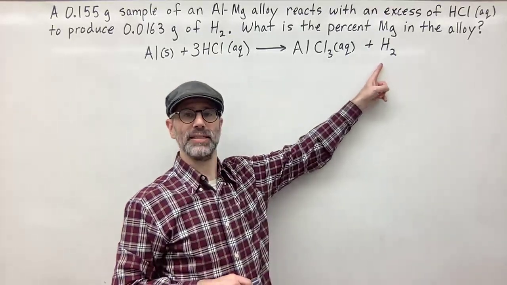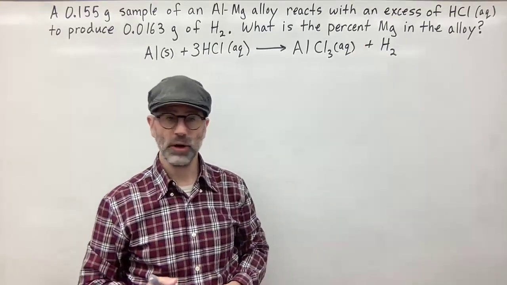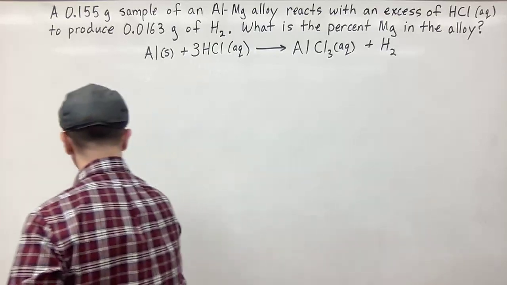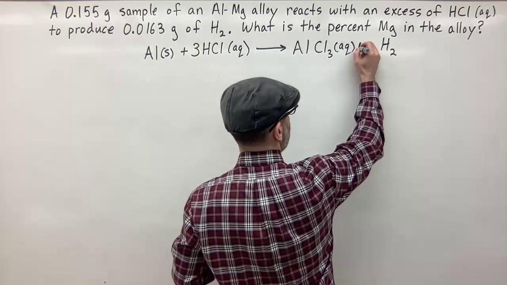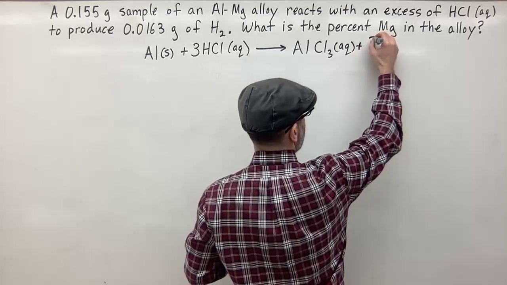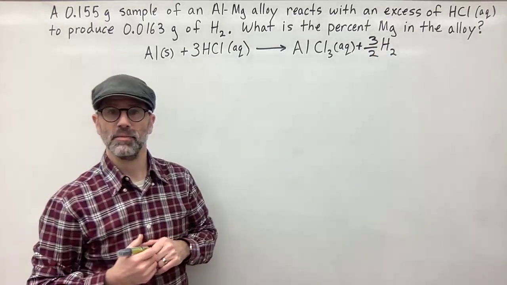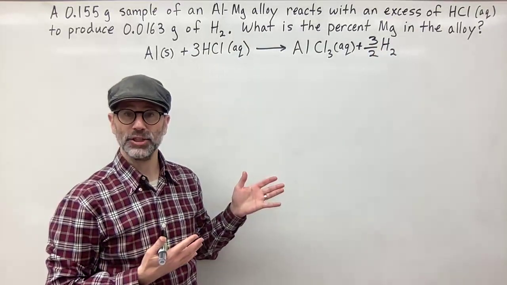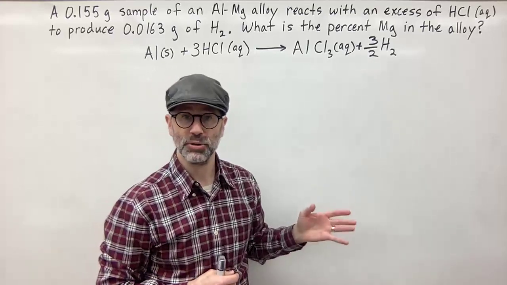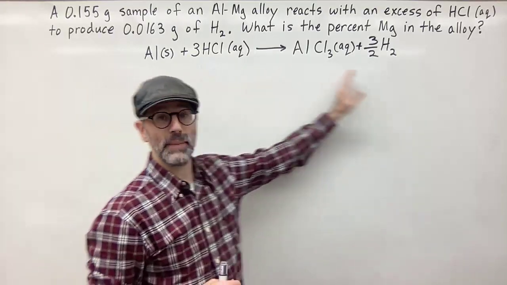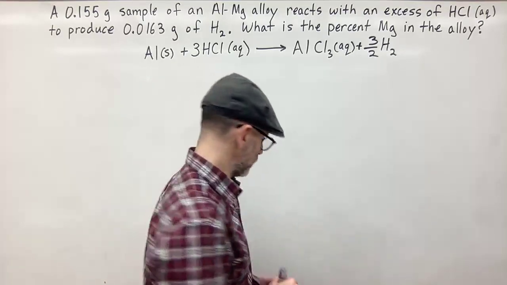I need 3 on this side. So what times 2 gives me 3? 1.5, or 3 halves. So if I put 1.5 here, or 3 halves, now it's balanced. However, I can't keep the fraction, so in order to get rid of the 2, I need to multiply by 2. But I'm going to multiply everything by 2 in order to keep the equation balanced.